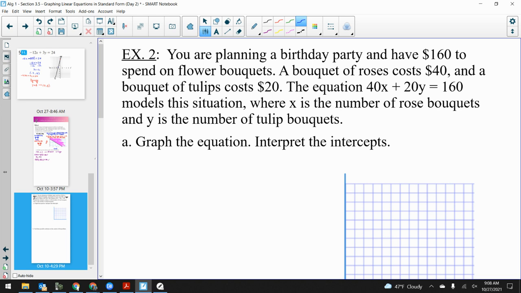Now, the equation 40x plus 20y is equal to 160 models this situation. 40x, where x is the amount of roses, and 20y, where y is the amount of tulips, is equal to $160 altogether. Let's find the intercepts.